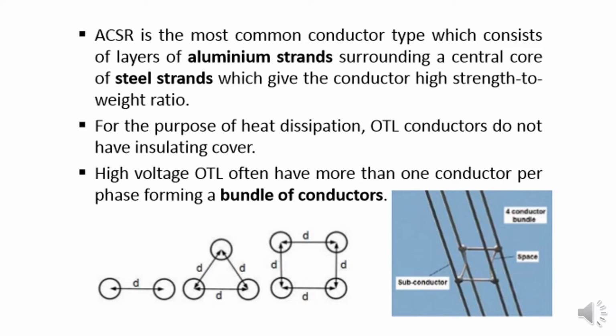Another thing is, as I have told you, we are talking about OTL conductors, which are overhead transmission lines. When there are overhead transmission lines in the ACSR case, what we don't have is an insulating cover. There will be insulators in order to hold this conductor, but there won't be an insulating cover around the conductor. That's because people cannot reach to that level. Most of the time they cannot reach. Even if they reach that level, in order to be electrocuted, at least two conductors or two phases should be touched. That will not happen.